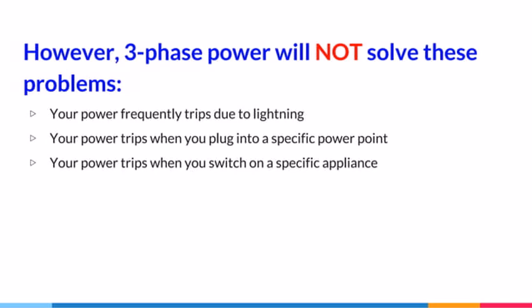Even if we use the three-phase power supply, these problems cannot be rectified: it frequently trips due to lightning, trips when you plug into specific power points, and trips when you switch on specific appliances. These are the conditions or problems which we cannot solve.